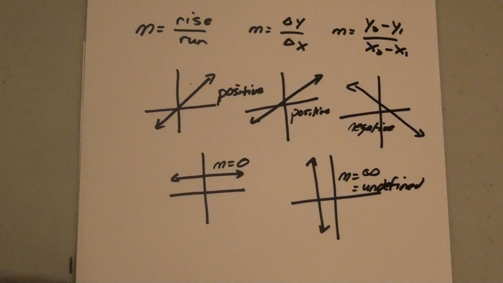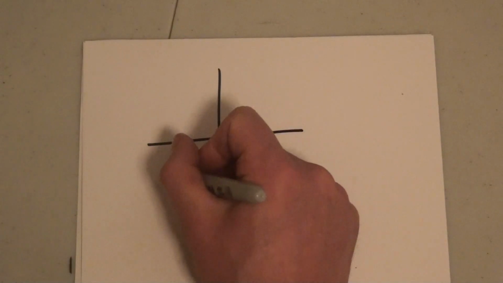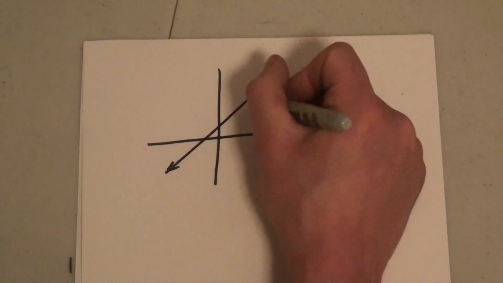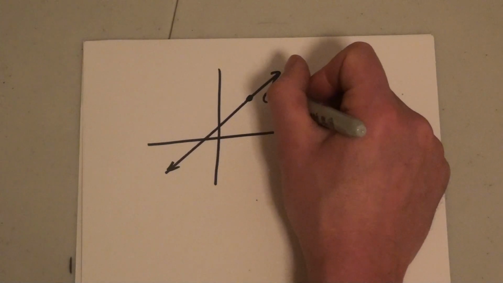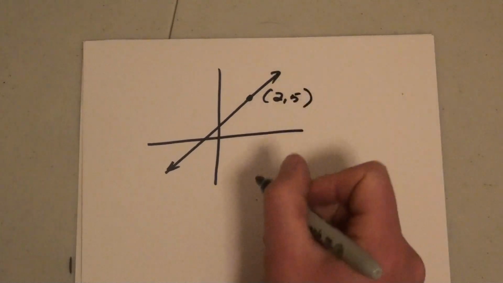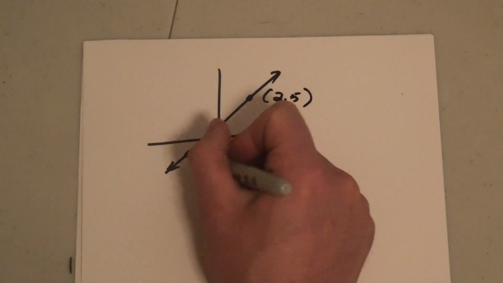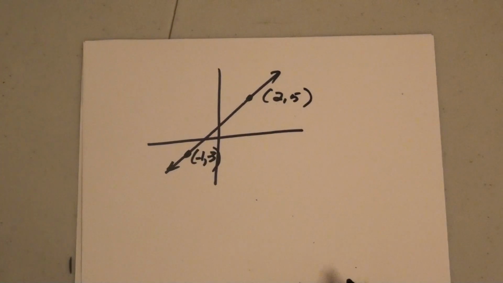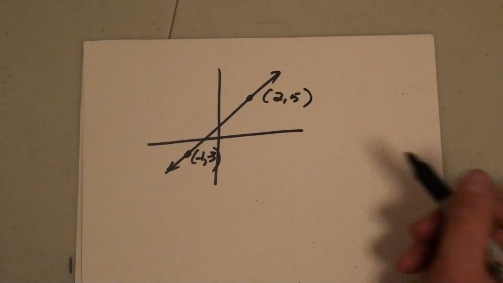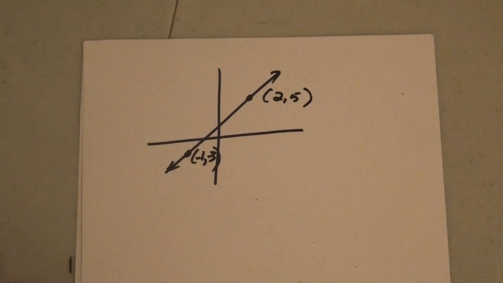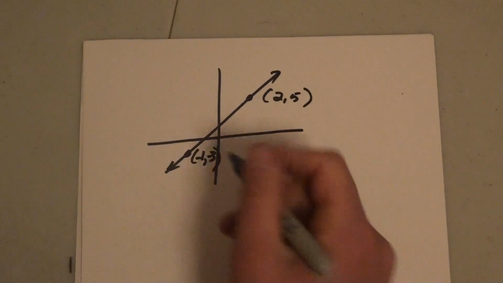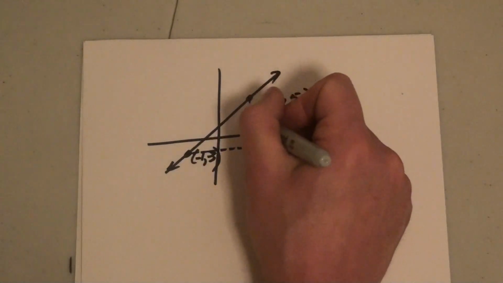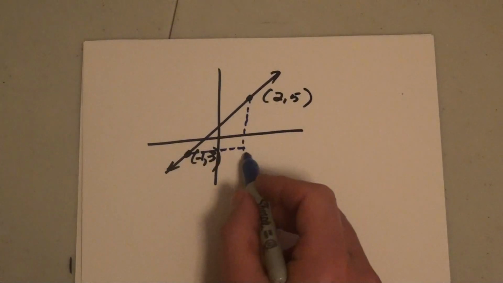Okay, now let's look at some examples of calculating. Let's say I have a line that's going through the point 2, 5, and it also has another coordinate over here, let's call it -1, -3. I want to use the formula. I can use all three versions to try and figure it out. One of the easiest ways, if you're on a graph, is to make a little right angle triangle out of it and determine how far over it went and how far up it went.